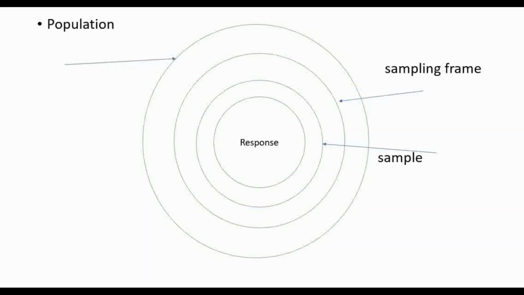To make it easy to understand what is a population, inside that is the sampling frame, and inside that is the sample that we need, and from them we'll take the response. This is the pictorial representation of population, sampling frame and sample.